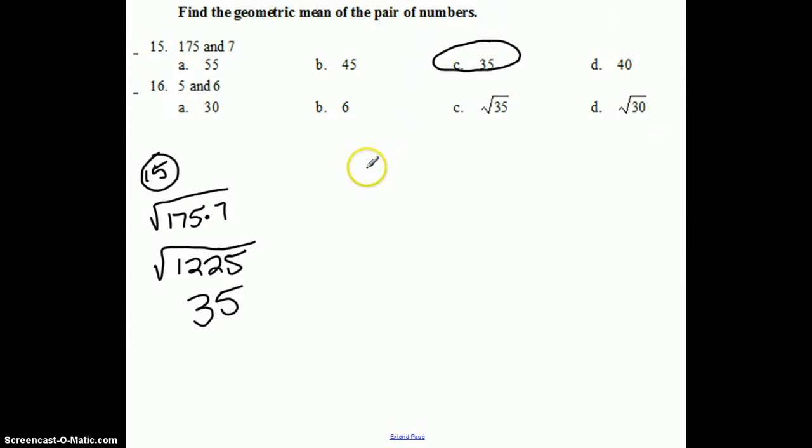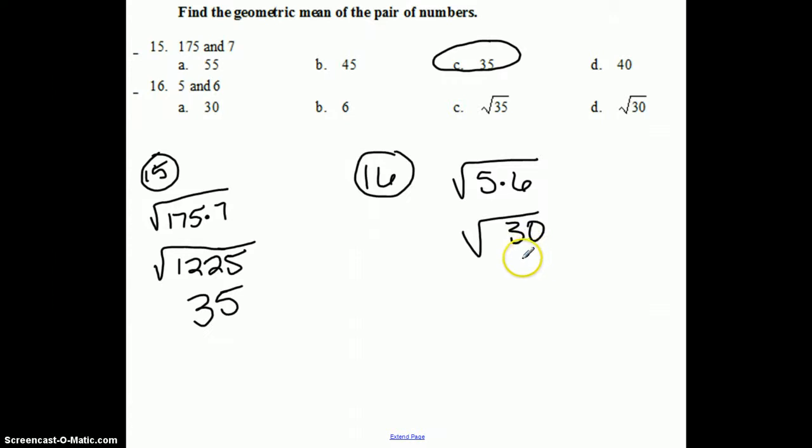Now, the difference between that and 6 is that if I put 5 and 6 underneath here, that's going to give me 30. 30 is not a perfect square. There's nothing I can pull out of it that's going to be a perfect square. So the most that I can do is have the square root of 30.